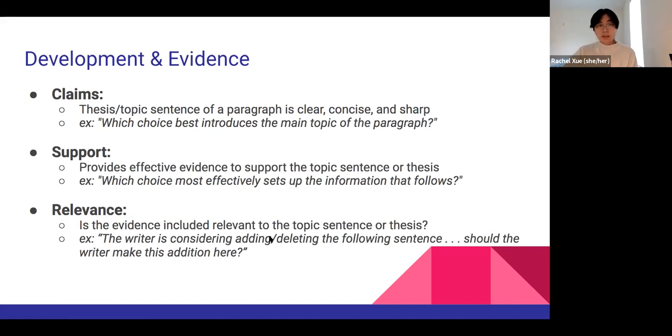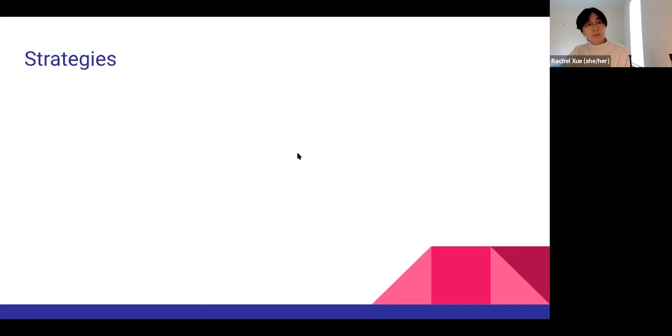You've probably seen some of these questions before. This is basically everything in development and evidence. These are the three types of questions we'll see about that. The other thing is organization, but we'll go over that next week. So let's talk about strategies on the writing section in general.